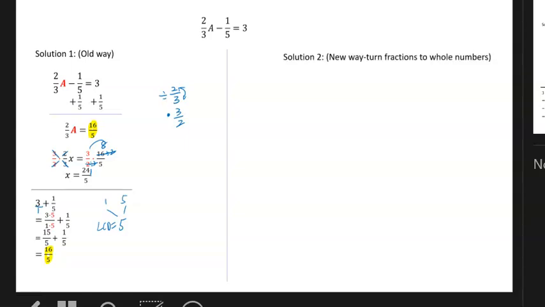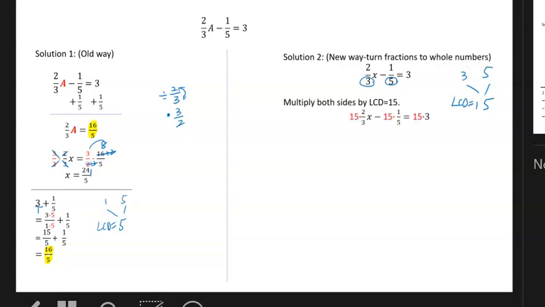The new way, which I highly recommend, is to get rid of all the fractions and turn them into whole numbers. First, we look at all the fractions here. 3 and 5 both go into 15, so this is the LCD, least common denominator, we're going to use. We multiply both sides by 15. Since the left-hand side has 2 terms, we multiply both of them by 15. We put 15/1 and for those 2 with the fractions, 15 is the top and 1 is the bottom. Now, when we reduce, 3 goes into 15 5 times, 5 goes into 15 3 times.